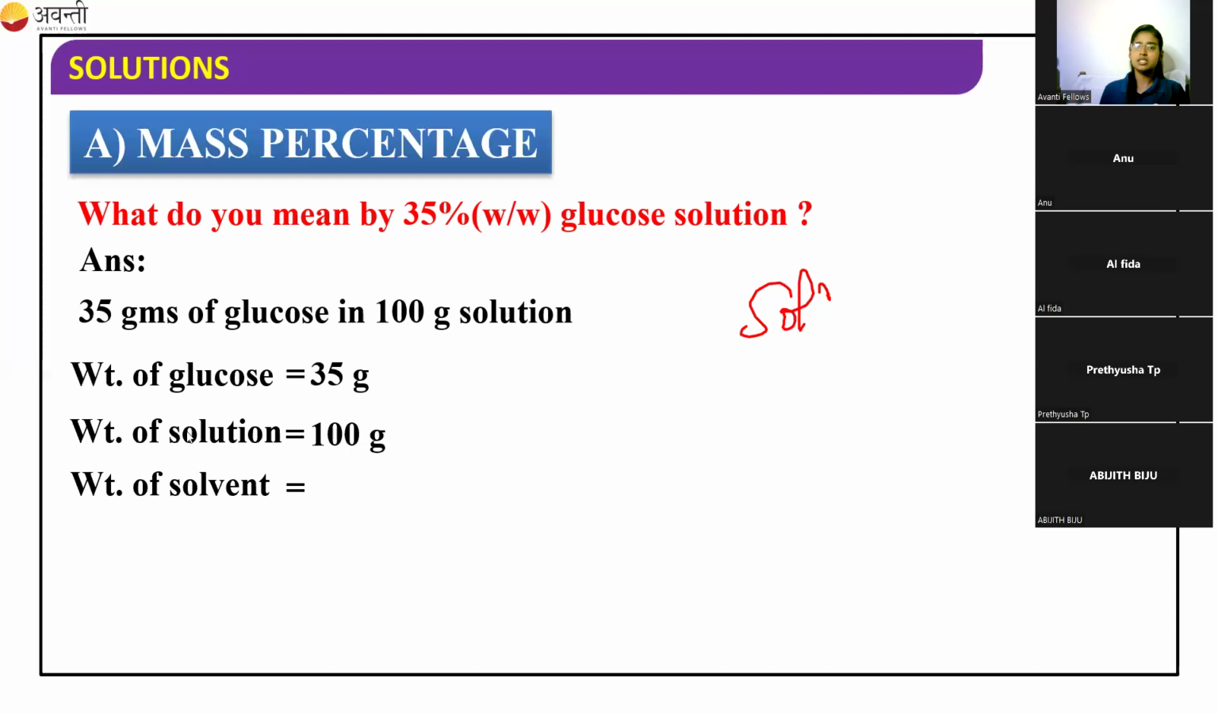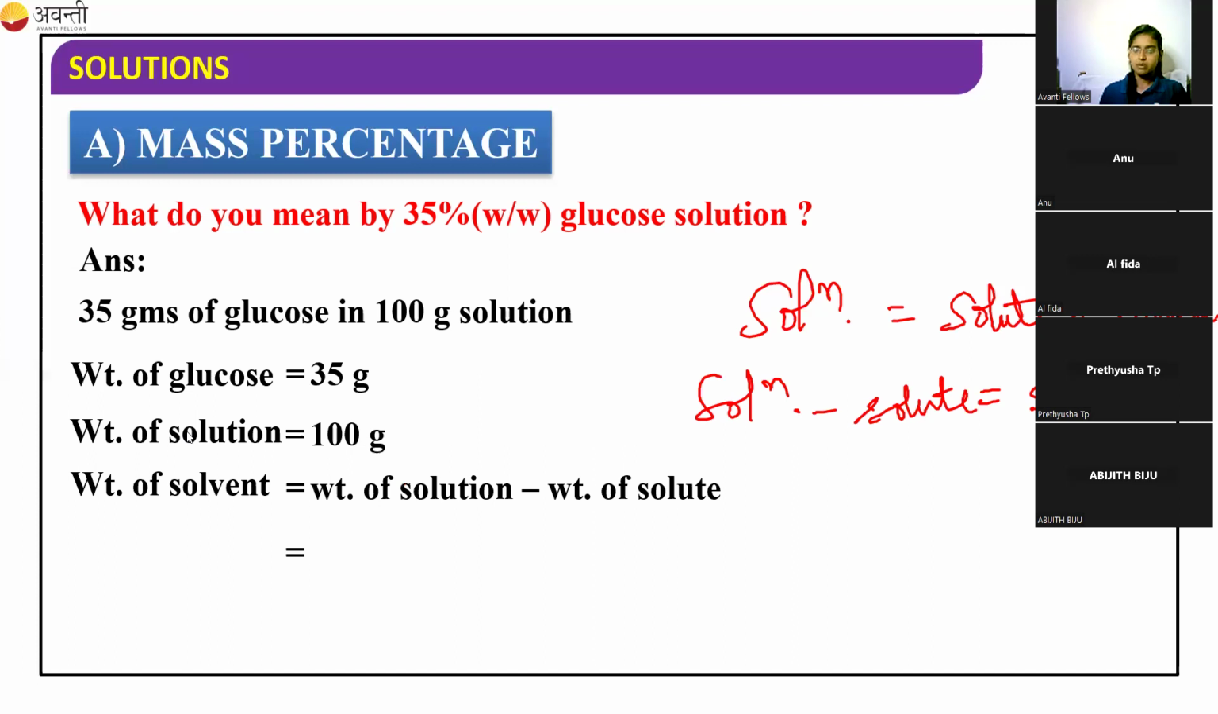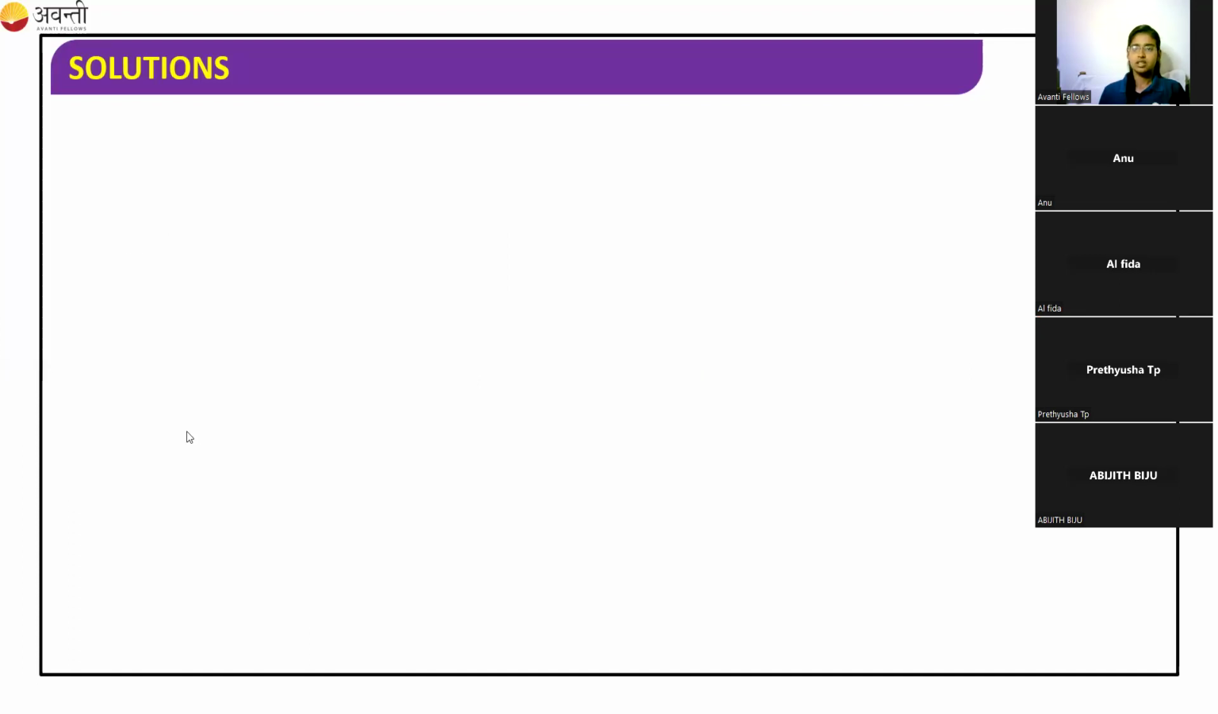Because solution is nothing but solute plus solvent. Now, if I want to find out the mass of solvent, what I have to do? It is solution minus solute. So that's what we have done here in the slide. Yeah, very good. It is weight of solution minus solute, 100 minus 35, which is equal to 65. Great. Good students. Now let's move on to one more question.